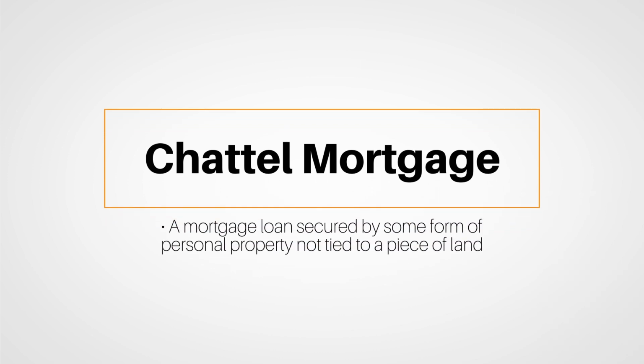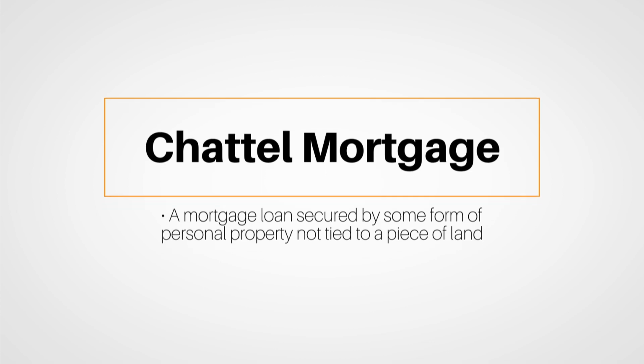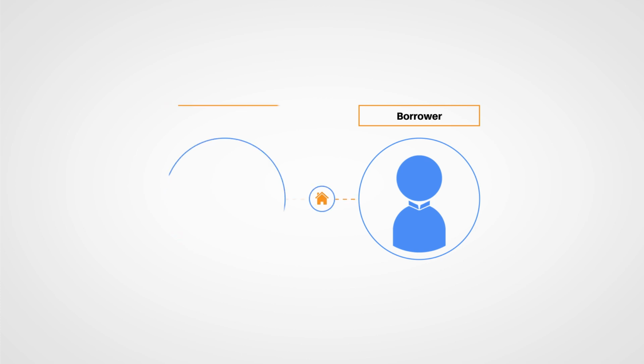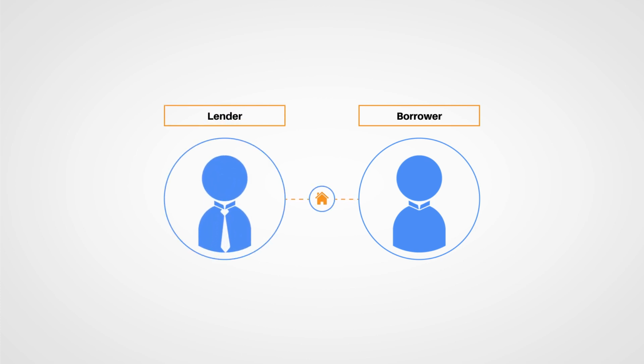Finally, a chattel mortgage is a mortgage loan secured by some form of personal property not tied to a piece of land. Like a standard mortgage loan, the borrower transfers ownership of a piece of personal property to the lender until the loan is paid off. If the borrower defaults on the loan, the lender takes full possession of the personal property and then sells it to recover losses.